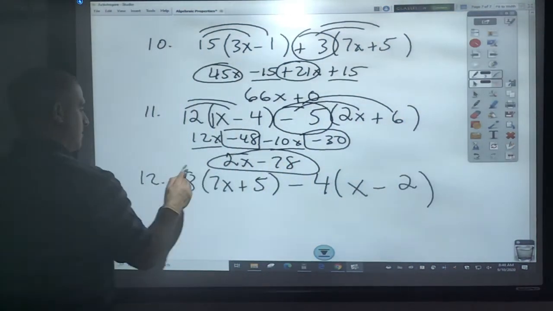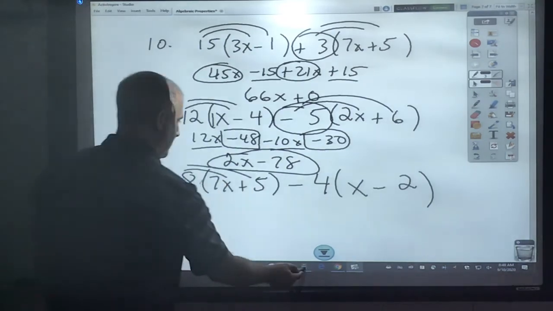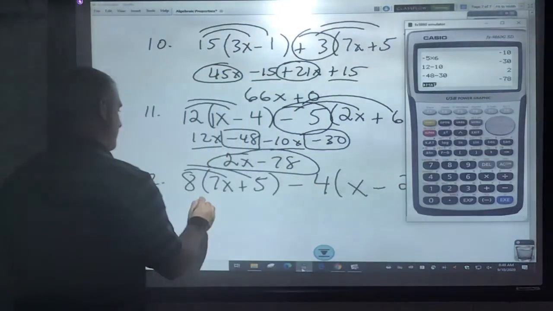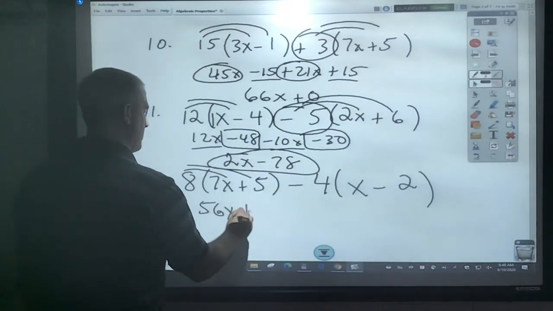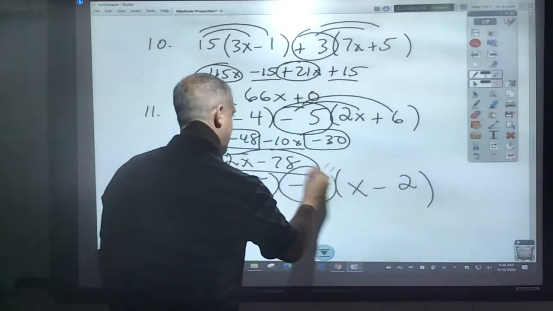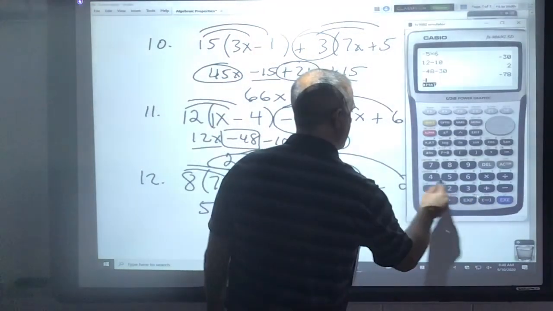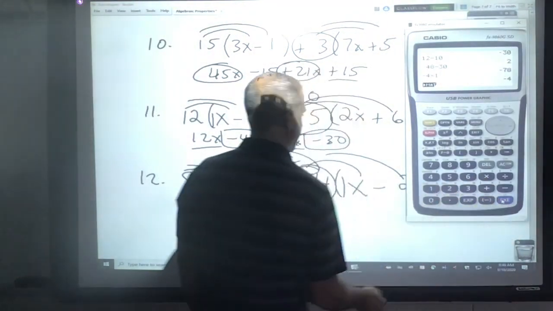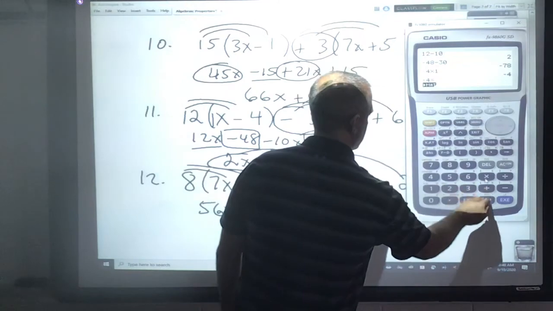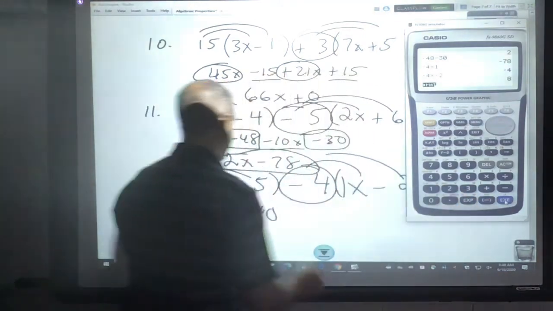Okay, last problem. All right, 8 times 7, 8 times 5. Okay, that would be 56x plus 40. Now, I'm going to treat this like a -4, and I'm going to put a 1 there. So -4 times 1, -4 times -2. So I got -4x and +8.